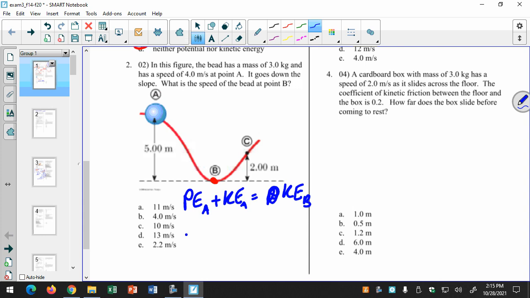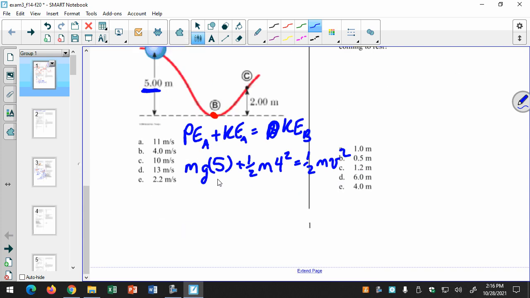So I'm going to have M times G times H. I'm going to go ahead and put in 5 meters right here. That's this 5 right here. Plus 1/2 M times 4 squared. That's this velocity right here, is equal to 1/2 mv squared. And v squared, or v, is what I'm looking for. That is the speed of the object at position B.